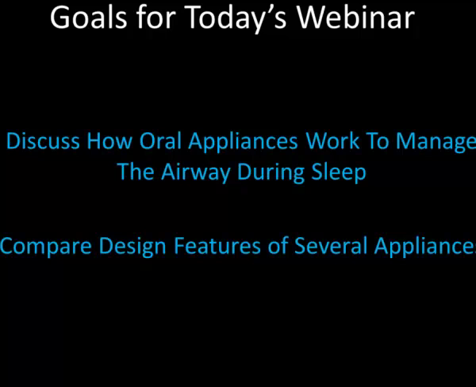There are several appliances that we'll talk about design features. We're not going to talk about all of them because we don't have that kind of time, but I will be able to give you some common design features and categories so you'll have some increased awareness of what's available to your patients as they come into therapy or as you consider sending them for oral appliance therapy going forward to help them manage their airway.